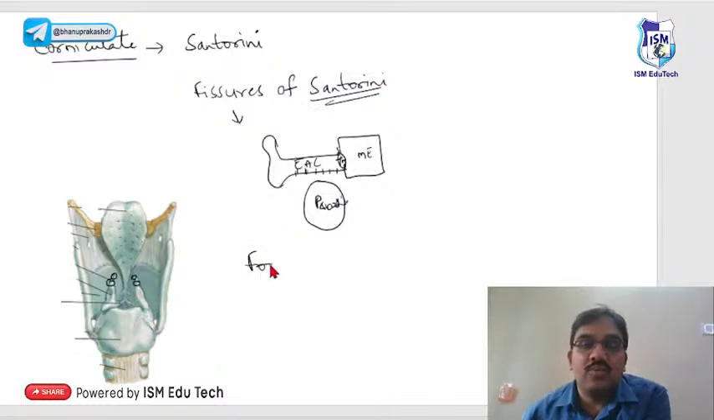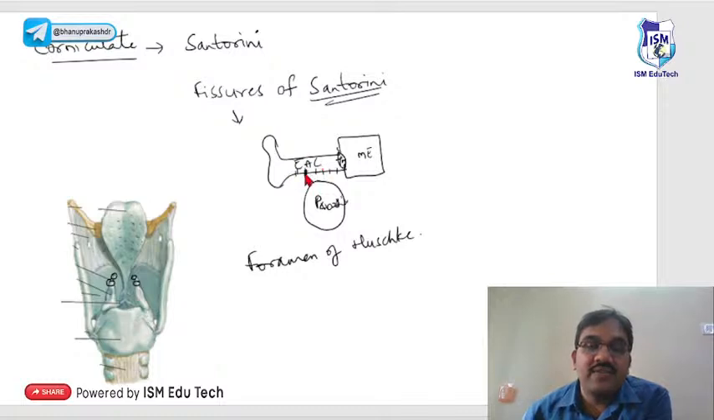Also, other openings are present. They are called the foramen of Huschke, if you remember. So infections can spread. In an otitis externa patient, that is, an infection of the external auditory canal, the infection can spread to and fro. The same patient can present with parotitis also, or a parotitis patient can complain of pain in the external auditory canal, because infections can spread to and fro through these fissures of Santorini or foramen of Huschke.